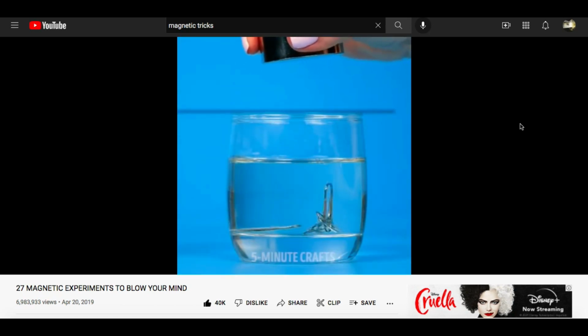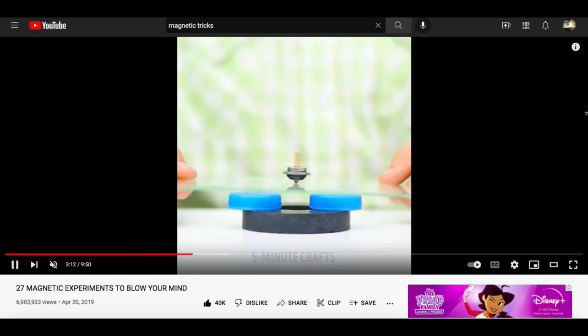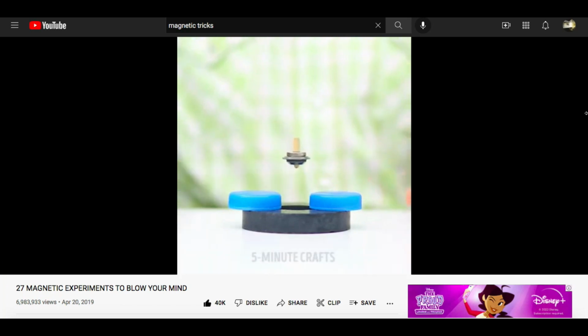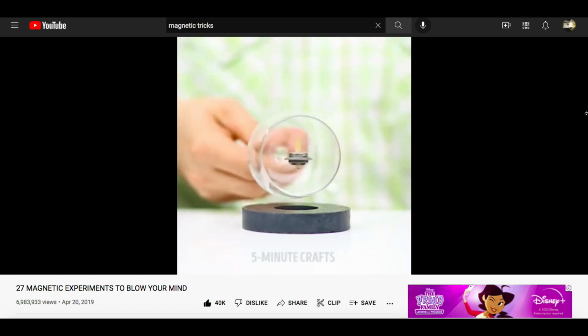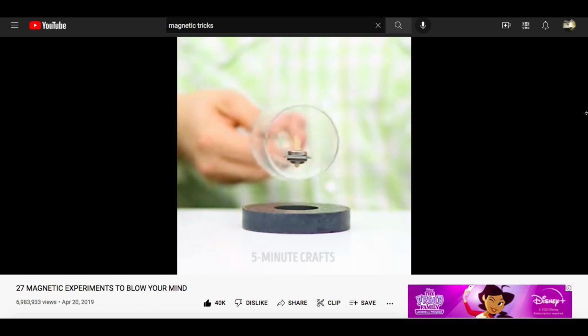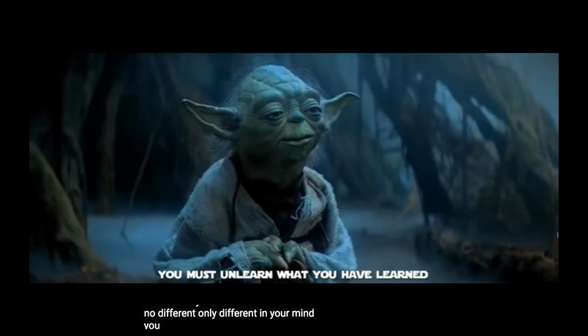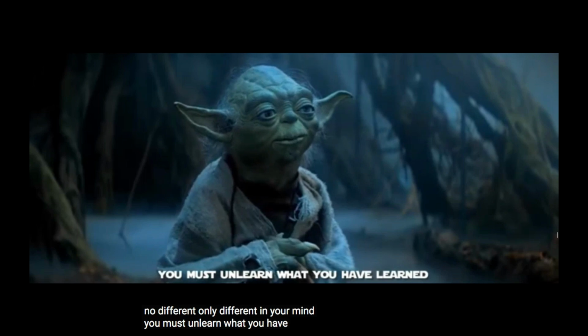Yes, magnetic fields will pass through glass. Well, I got news for you. Glass is an insulator, isn't it? So if glass is an insulator, plastic is an insulator, how are the electrons getting through? How are the electrons getting through? You must unlearn what you have learned.